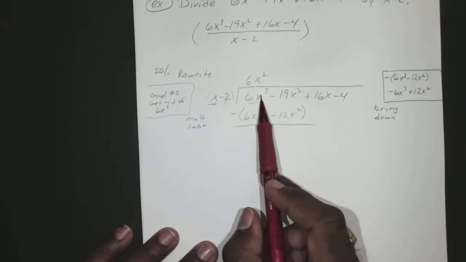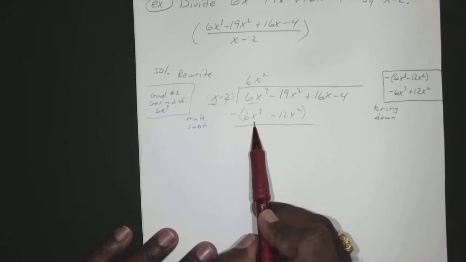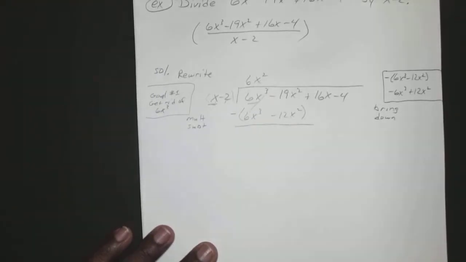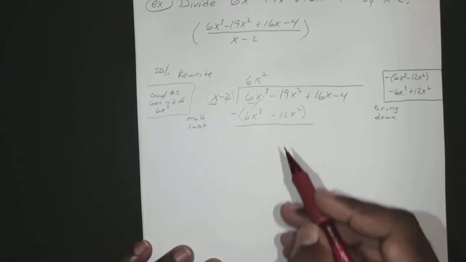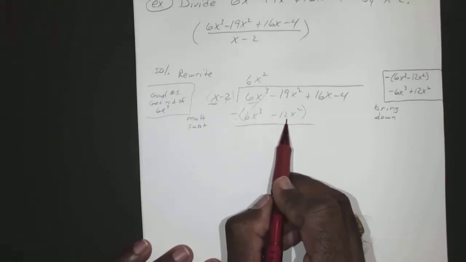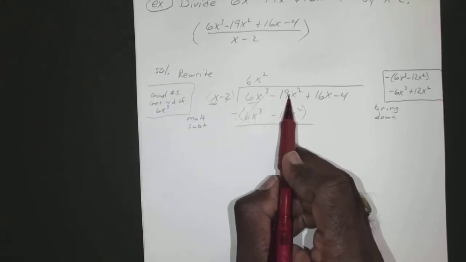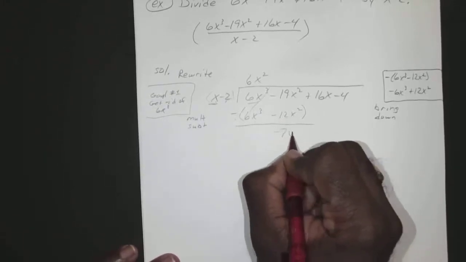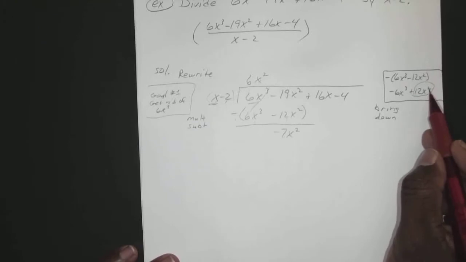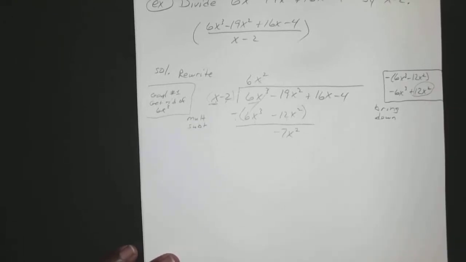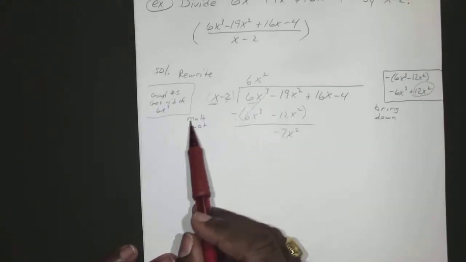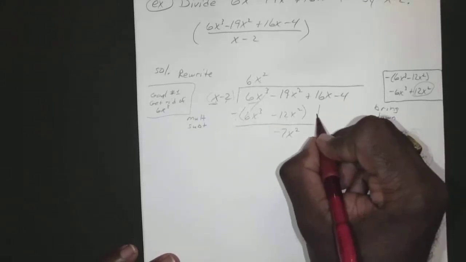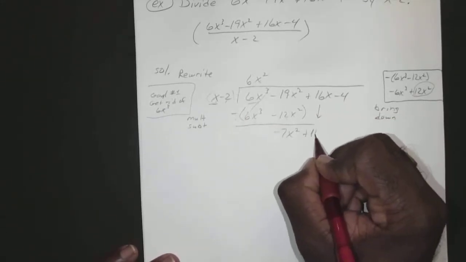Okay, so with this, 6x to the third minus 6x to the third is going to be 0, which is just what we wanted. We wanted that 6x to the third to disappear. Okay, so this will make that positive 12x squared. So 19x squared plus 12x squared will give you negative 7x squared, because remember, that became plus 12x squared. Okay, so you multiply, you subtract, now you bring down plus 16x.